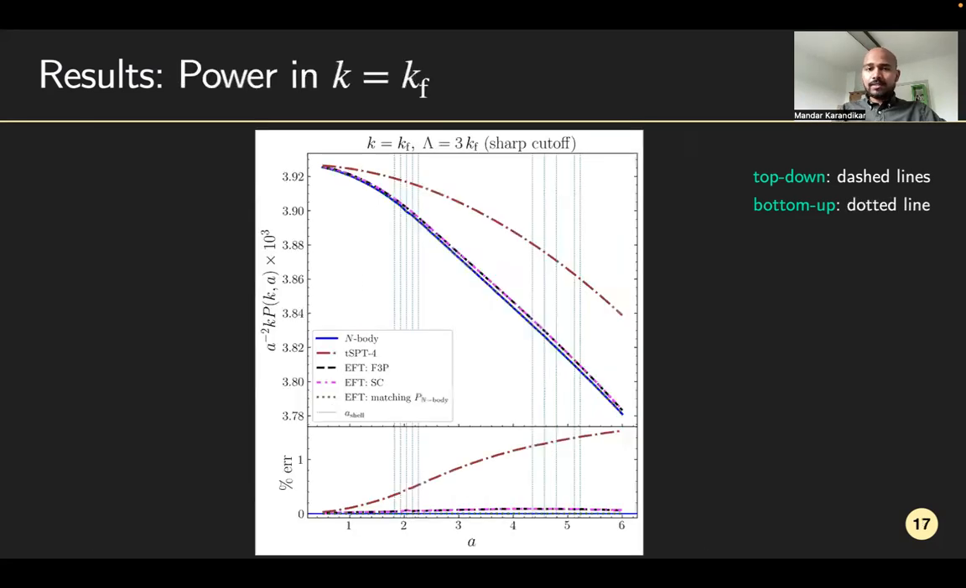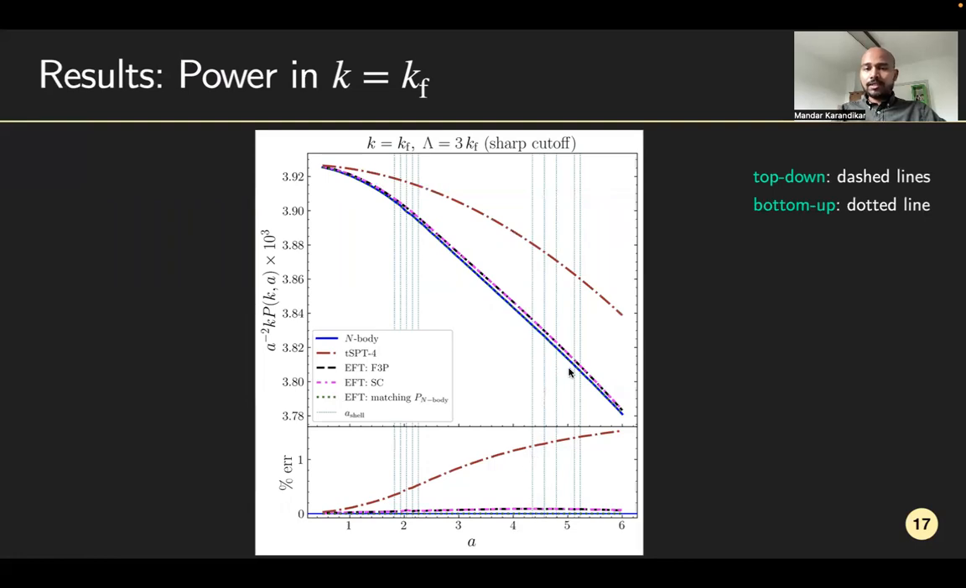This is best seen perhaps when you look directly at the power. And here we again concentrate only on the fundamental mode, and we show the nonlinear power, again dimensionless, as a function of time. The blue line is the n-body power, which is assumed to be the correct one in our setup. The SPT power, the truncated one, remember, is the dashed-dotted line, and that introduces an error of about percent level or slightly larger at A equal to 6. And we see that both the EFT estimators, F3P and SC, are correcting for this error very accurately. There is a small difference, but most of the error is gone.